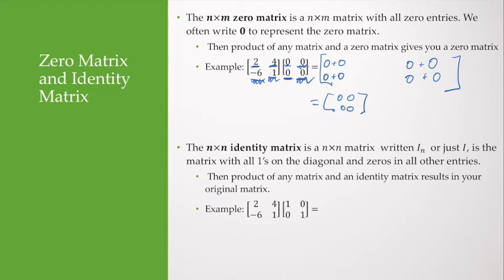And this makes sense, right? If we had 7 times 0, we'd get 0. So a 0 matrix turns everything to 0.